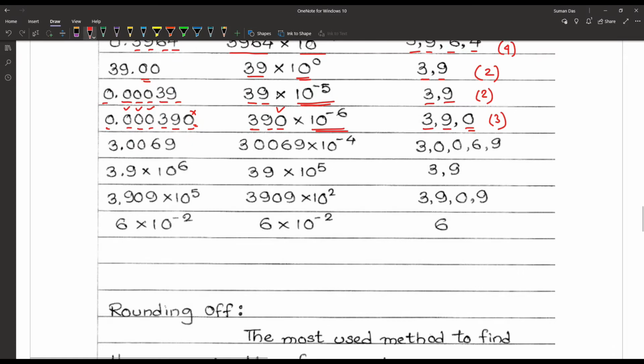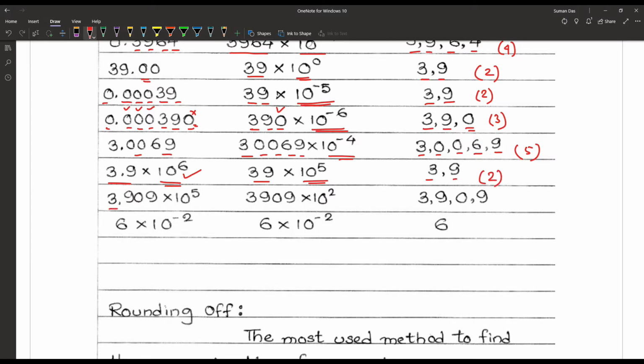The next number, 3.0069. Here in Mantissa form, 30069 into 10 to the power minus 4. So the significant digits are 3, 0, 0, 6 and 9. The next number is already written in the form of Mantissa, but we are just changing it from 3.9 into 10 to the power 6. So that is 39 into 10 to the power 5. So the significant digits are 3 and 9.